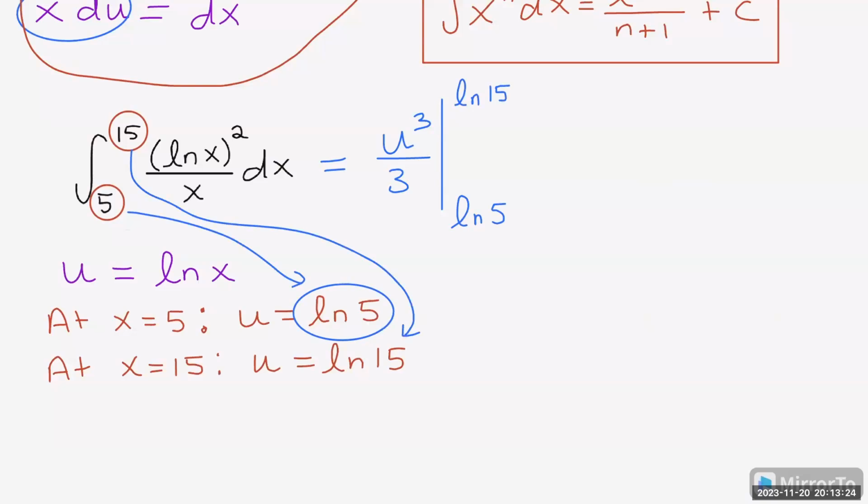And then apply the fundamental theorem of calculus again. So we'll have natural log of 15 cubed over 3. You plug in the top number and then plug in the bottom number. Natural log of 5 cubed over 3.